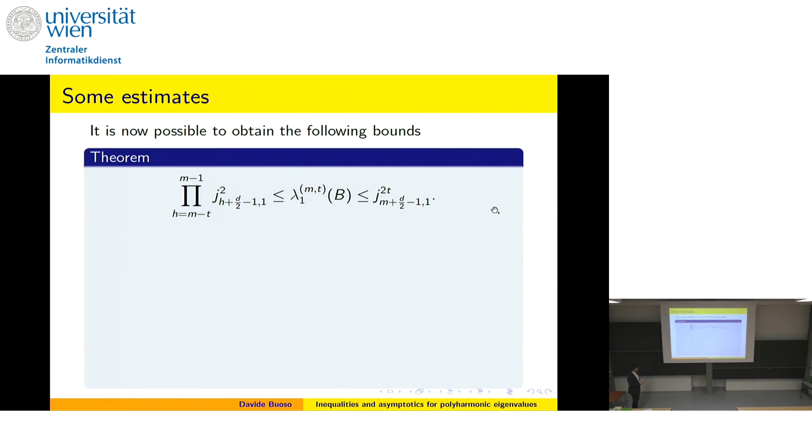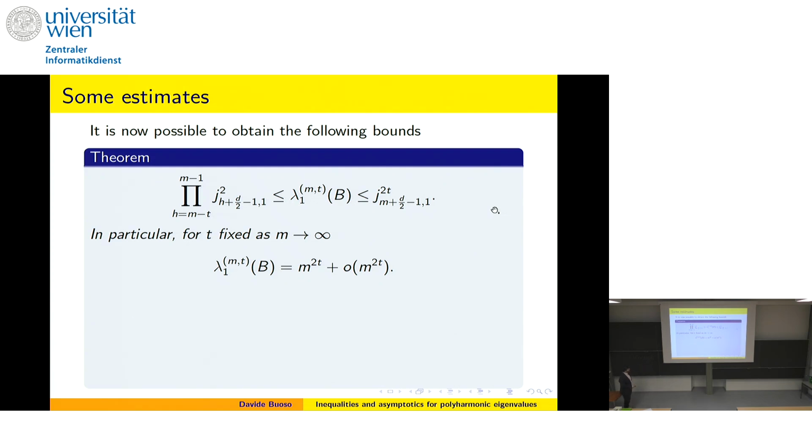And for these quantities, these small j's are zeros of Bessel functions, we know the asymptotics. So we can take the asymptotics, and if you fix t, so the distance here is fixed, and you send them both together to plus infinity, the asymptotics is clear. It's like m to the 2t, full stop. I mean, there are lower order terms, which are a little more difficult to compute, but still.